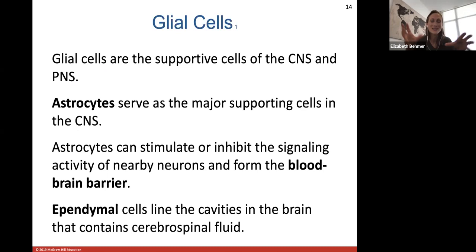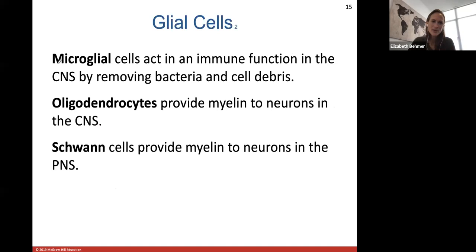So astrocytes are a type of glial cell, and they serve as the major supporting cells in the brain and spinal cord. So that's the CNS. Astrocytes can stimulate or inhibit the signaling activity of nearby neurons and form what we call the blood-brain barrier. And I'll show you a picture about what I mean by that. And ependymal cells line the cavities in the brain that contain cerebral spinal fluid. Microglial cells are a type of immune cell in the central nervous system. They act by removing or eating up bacteria and cell debris that have kind of fallen apart.